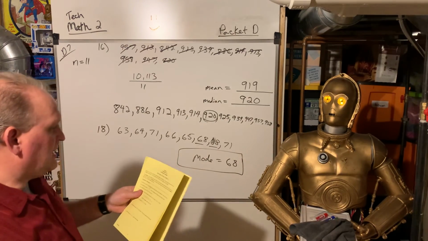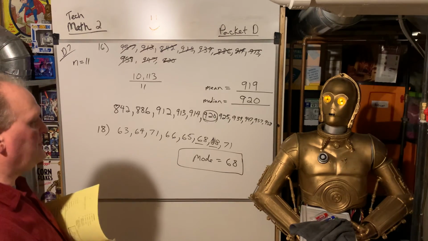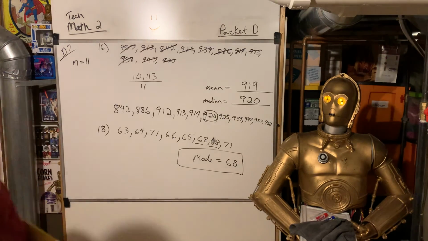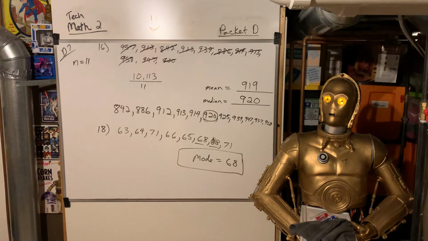So that's all we need to cover in Packet D, the 3 M's: mean, median, and mode. Again, many of you have likely seen these already in other courses.